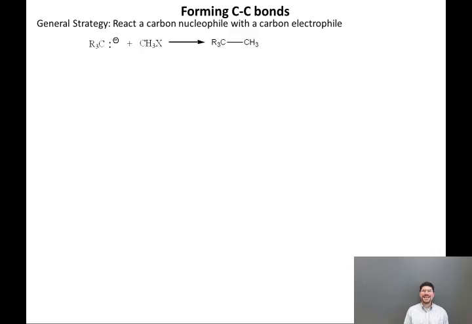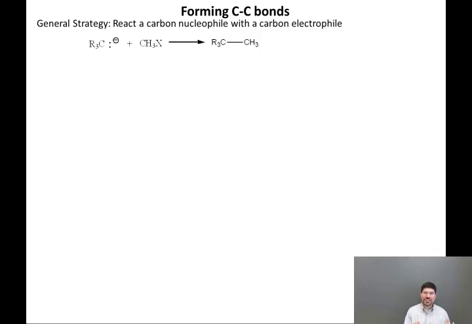In this lesson, we begin to tackle the crucially important problem of forming carbon-carbon bonds. Anytime you want to make a large molecule from a small molecule, at some point in your synthesis, you're going to have to form a carbon-carbon bond. And in the reactions we've studied so far, we have not actually seen that many reactions that form carbon-carbon bonds.